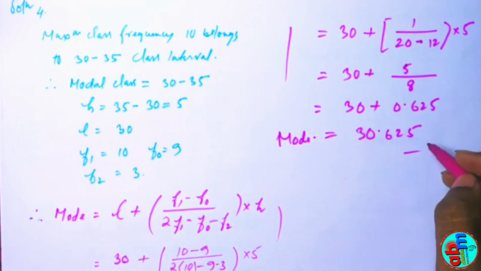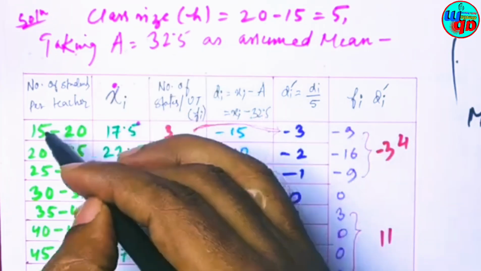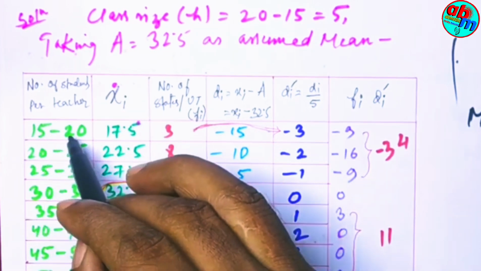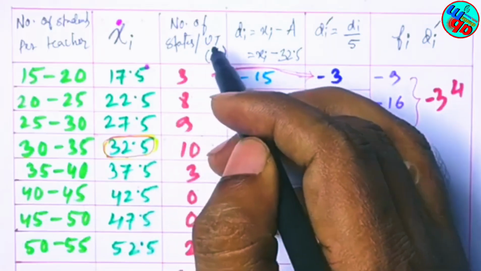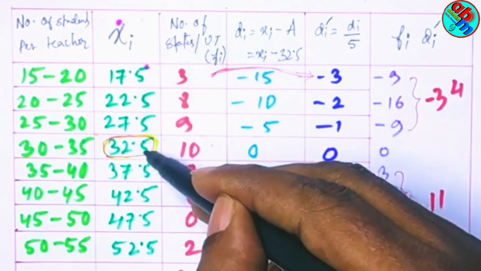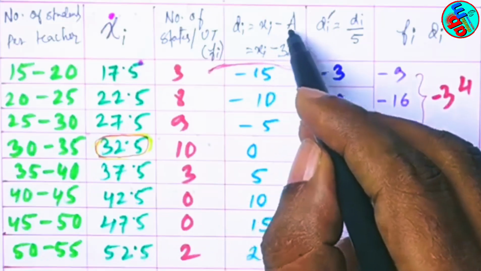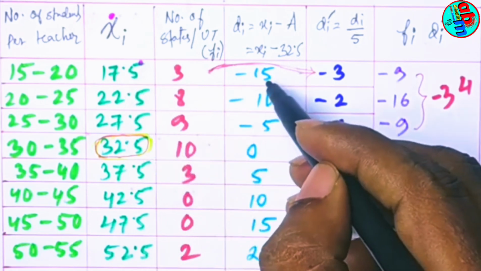Now let us calculate the mean. Here the class size is 20 minus 15, which is 5, and we have written the classes and found the class marks. We add 15 plus 20, 35, divided by 2 is 17.5. Likewise we got the others. The number of states and UTs, fi, is given in the question itself. We take 32.5 as our assumed mean. So we calculate di equal to xi minus a, which is xi minus 32.5. So 17.5 minus 32.5 is minus 15.